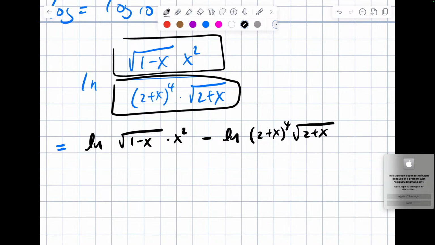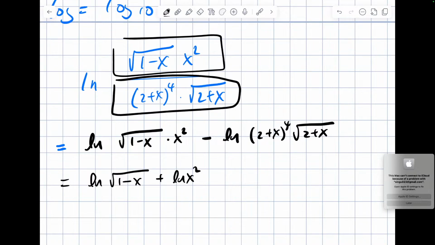Right, I expand them because you can set numerator minus denominator. But what are the two things they are doing? They are multiplying, so it must become what? Additions, right? Good call. Is that okay? Minus, please put a parenthesis here because the minus sign is going to distribute.